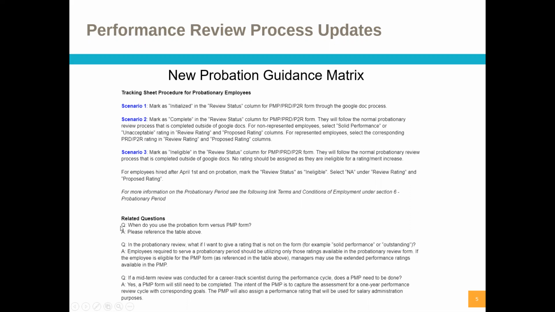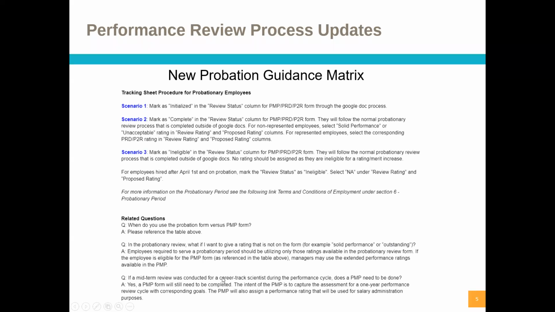There's also some questions. What do you do in the probationary form? It says, when do you use the probation form versus PMP form? Go back to the matrix and it'll tell you. In the probationary review form, what if I want to give a rating that's not on the form? For example, solid performance or outstanding. Employees are required to serve the probationary period. They should be utilizing only those ratings available in the probationary review form.